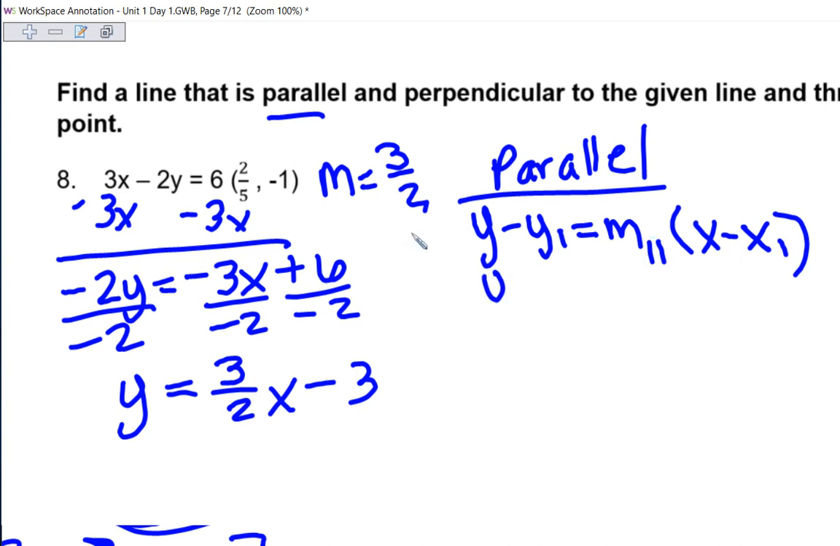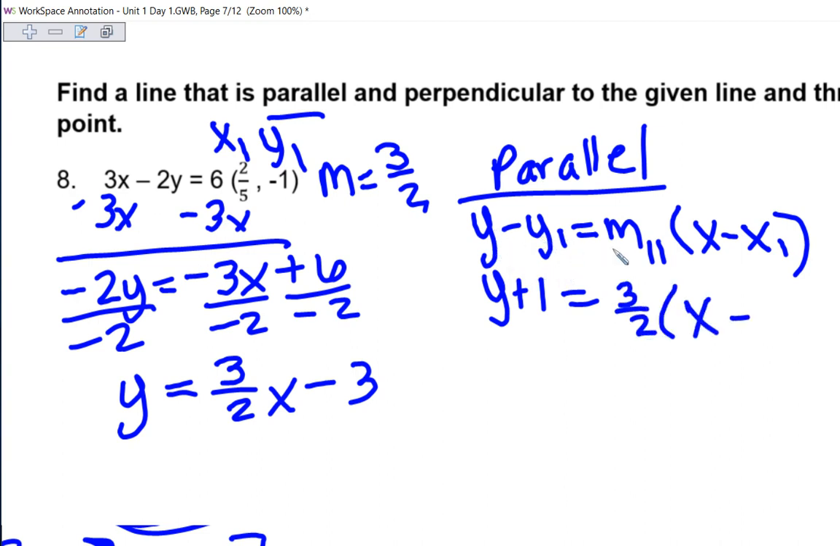So this would be y minus, and what would y1 be? I didn't label anything, did I? So this is x1, y1 is -1, so when I put a negative behind the minus, it changes to positive. Now, parallel slope, what did we say earlier about slopes of parallel lines? They're the same. So if I got 3/2 before, then the parallel slope would also be 3/2.